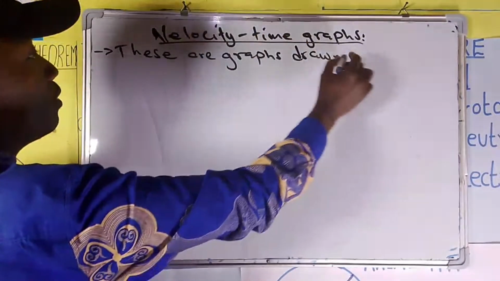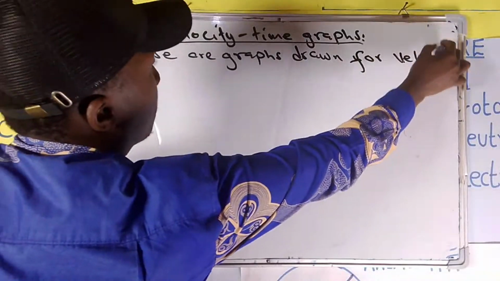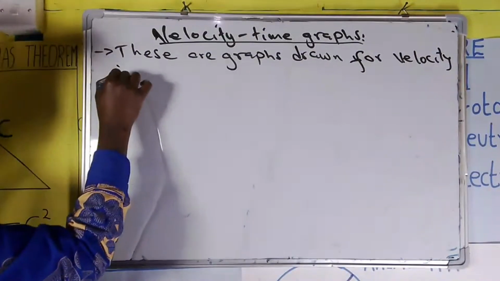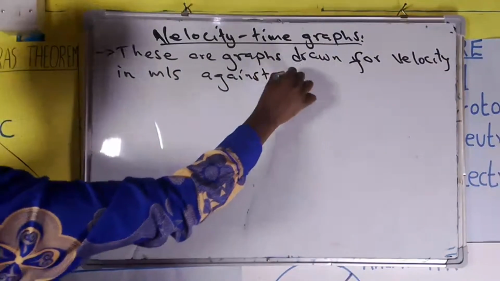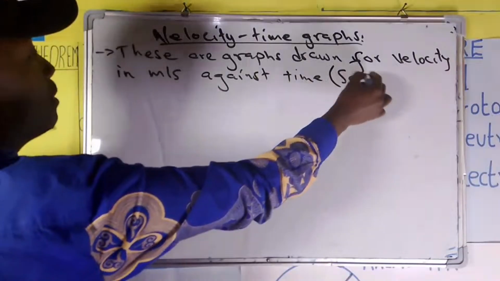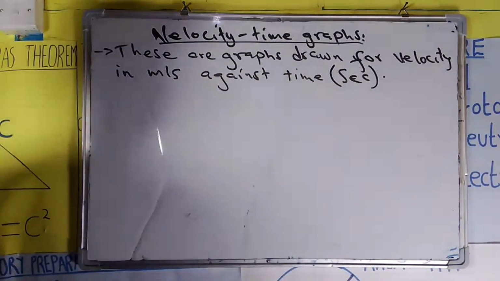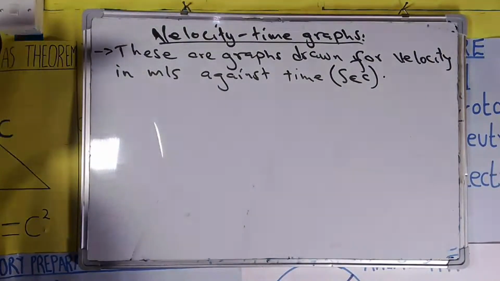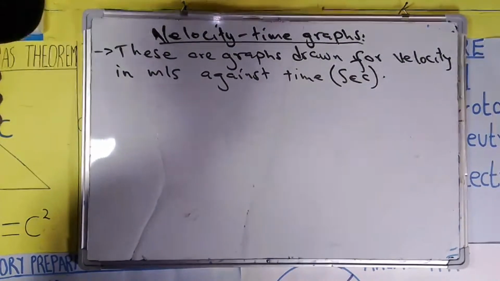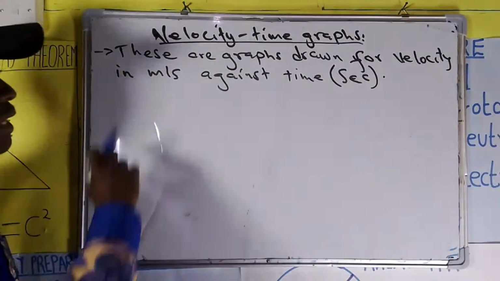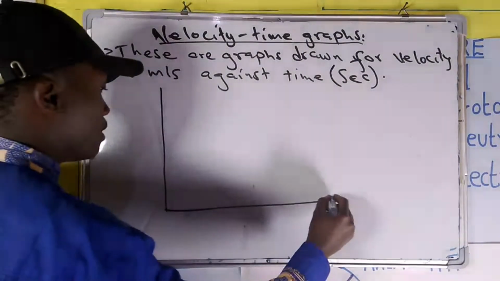These are graphs drawn for velocity in meters per second against time, and time is in seconds. Remember, velocity is a vector quantity, also a representation for speed, and then the time is in seconds. So when we talk of velocity against time, this is what we mean.